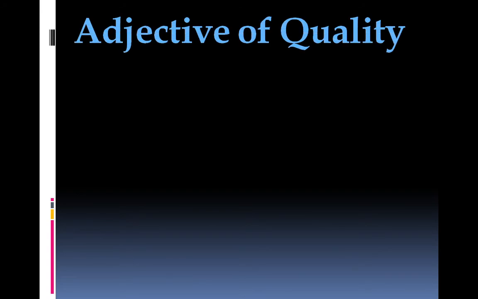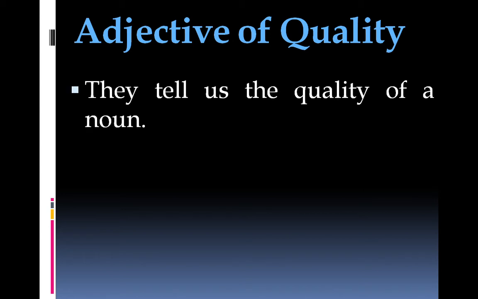Let's start classification of adjective. The first type is adjective of quality. As the name suggests, they tell us the quality of a noun. They are by far the largest group of adjectives. When you were students of primary school, in all probability, the first thing that you learned about adjectives was that they tell us the qualities of nouns.